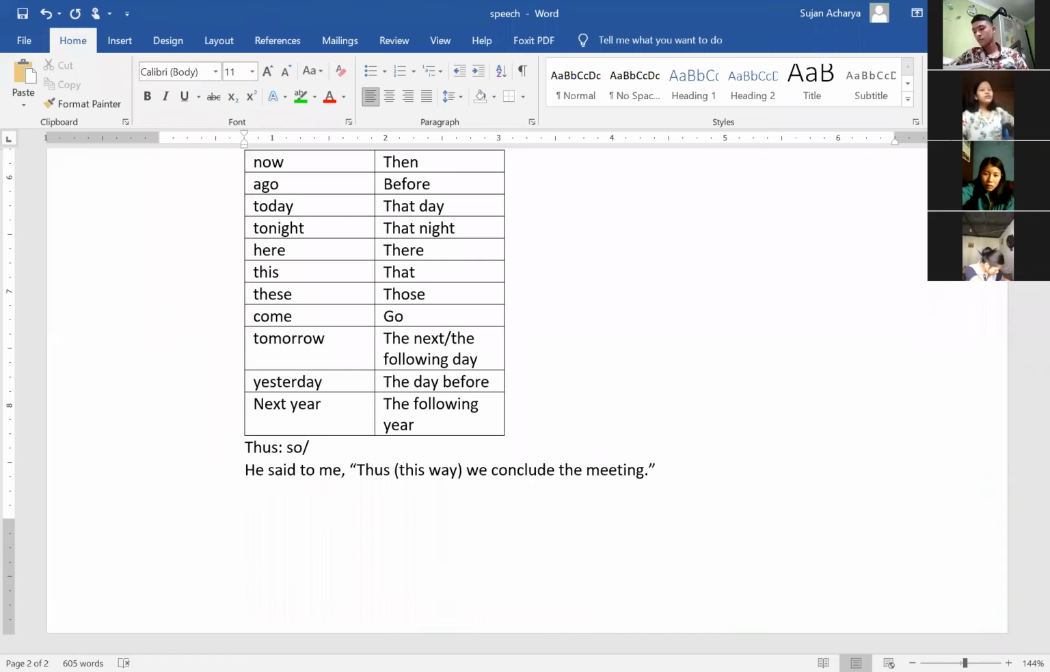He said to me, thus we conclude the meeting. He told me that, thus they concluded the meeting, or he told me that, so they concluded the meeting. Thus means in this way, more or less. It can also mean therefore. What precedes the word determines what the meaning of that word is in particular.